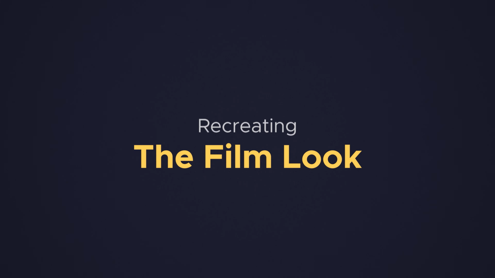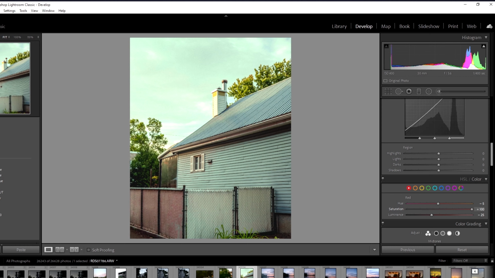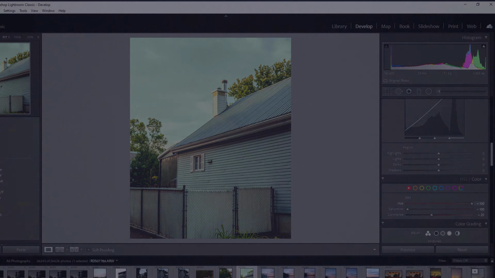Let me first start off by saying that Lightroom is a software that isn't powerful enough to actually recreate the exact look of film. Maybe there are plugins out there that can replicate the exact look of film, but Lightroom just isn't one of them. With that being said, can we get a look that is close enough?